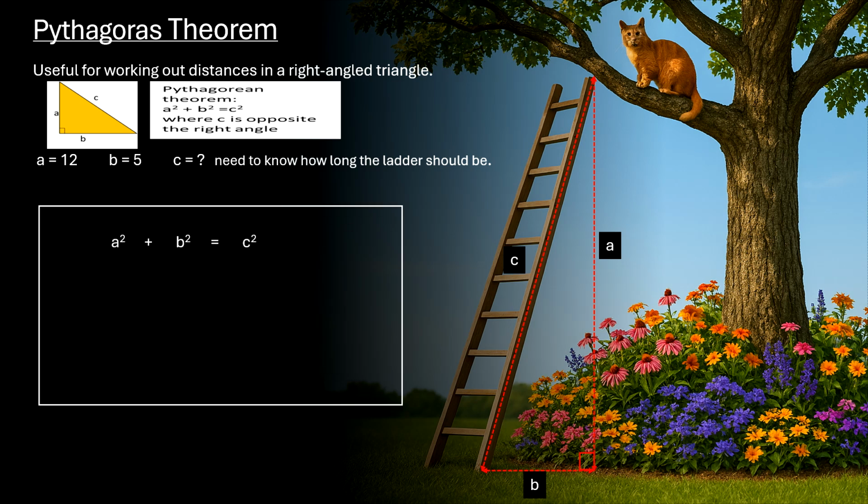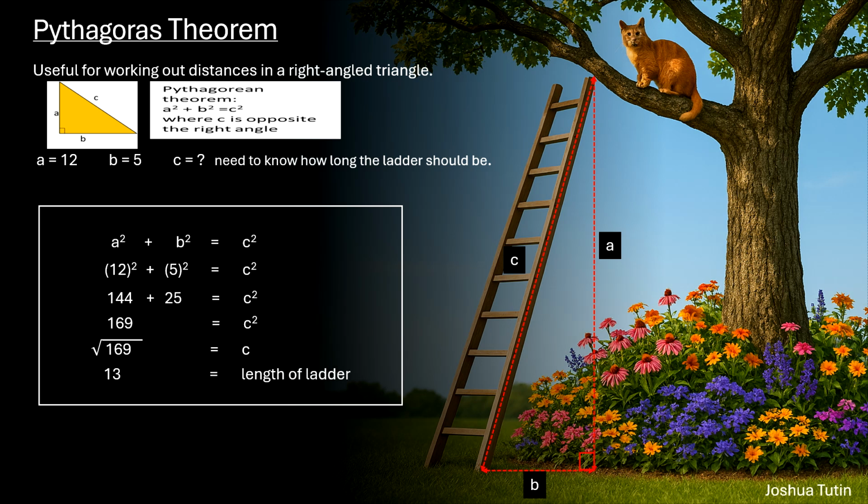So for a squared plus b squared equals c squared, we see that a is equal to 12 and b is equal to 5, subbing those values in, and c is the unknown we need to find. And 12 squared plus 5 squared is the same as 144 plus 25, which is equal to c squared. So c squared is equal to 169, and square root on both sides, we see that c is equal to the square root of 169, which is 13.